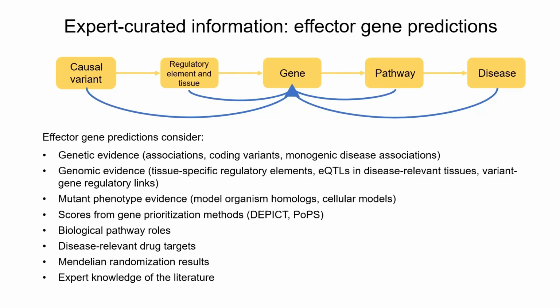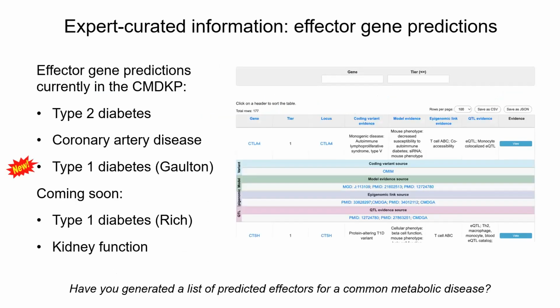predictions. This list just has some of the types of evidence that have been used to make the lists that we have in the portal now. So of course, genetic evidence, where are the variants? Are they coding variants that change the sequence of a protein? Are they associated with monogenic disease? And then genomic evidence, all the regulatory elements, open chromatin and so forth, eQTLs.